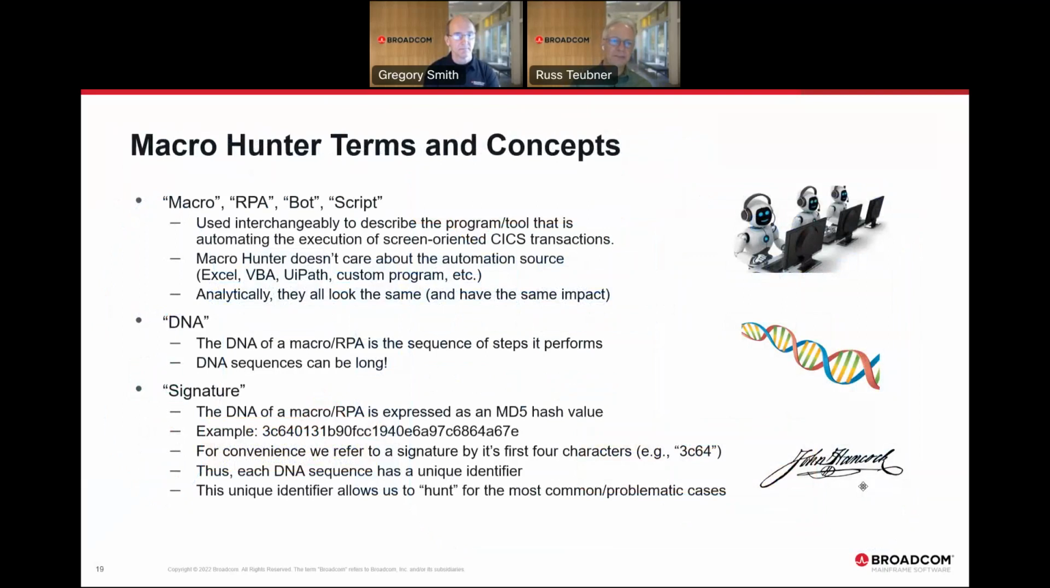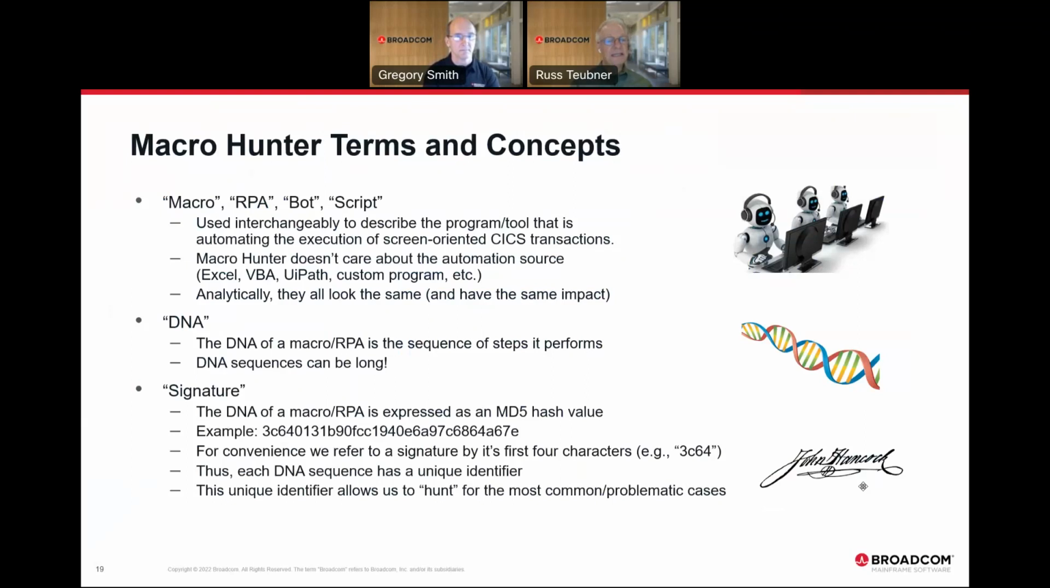Now, as we begin to discuss both HTAC and the macro hunter component, let's go ahead and define some terms and concepts. First of all, I've already used terms like RPA or bot, script, or macro, and we use these interchangeably to simply describe something, a program or a tool that's automating the execution of these screen-oriented transactions. We don't really care about the source of the automation. It could be an Excel macro, a VBA script, a UiPath bot, or a custom program. Analytically, they all look the same.